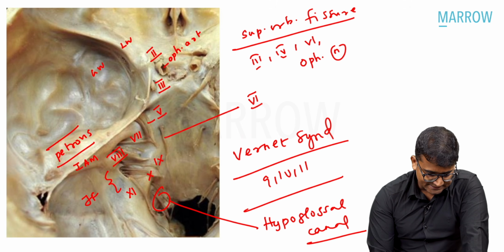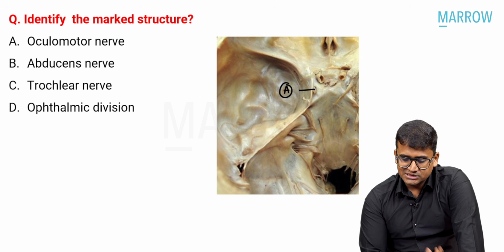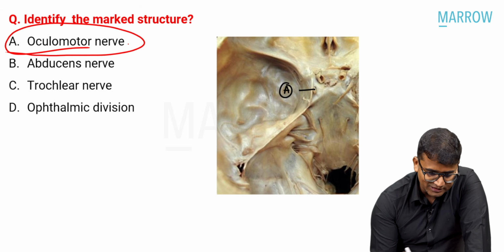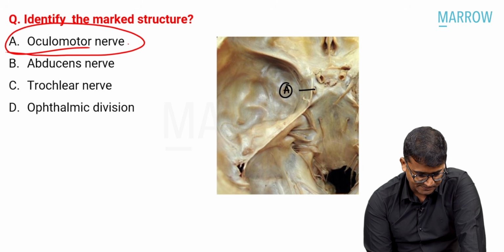Okay, right. So what is the answer for this question? Where is the marking? Yes, the marking is on the third nerve, the oculomotor nerve. That is the answer for this question.